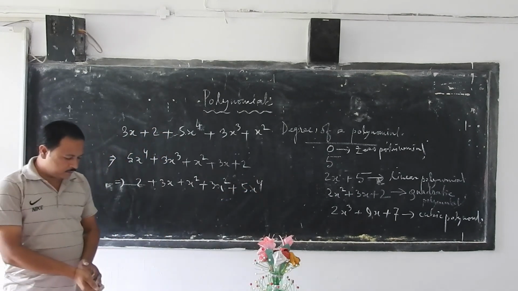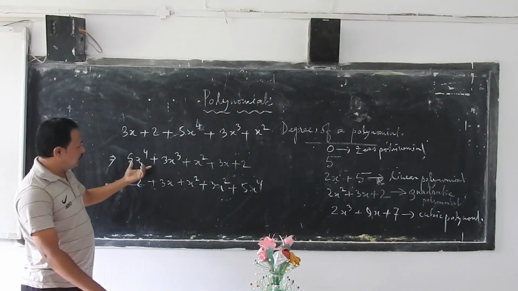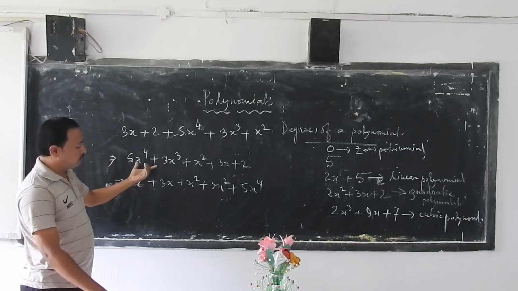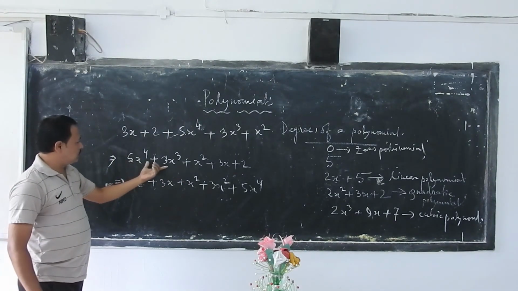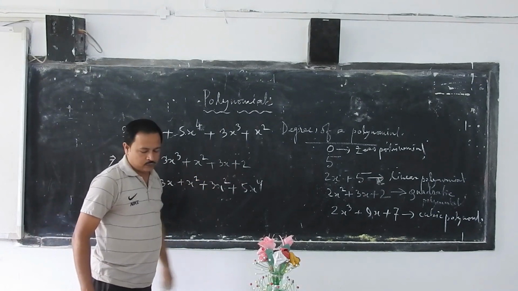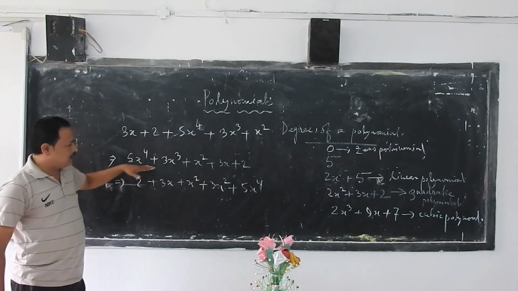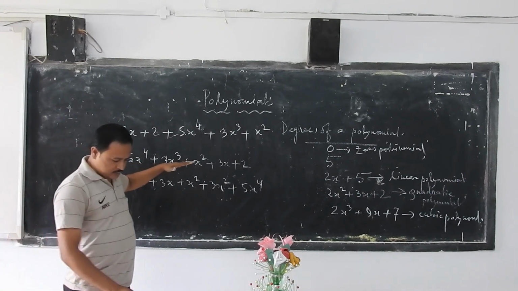The standard form of a polynomial will be in increasing order or decreasing order of the variable. So this one is in decreasing order: x to the power 4, then x cubed, then x squared, then x, then the constant. So like this, if you arrange the terms of a polynomial, then we will get the standard form.